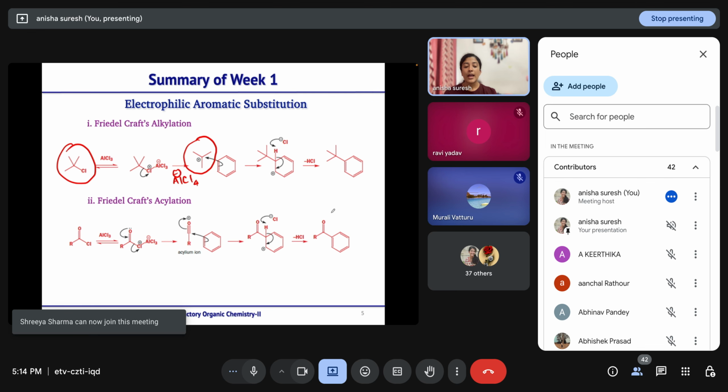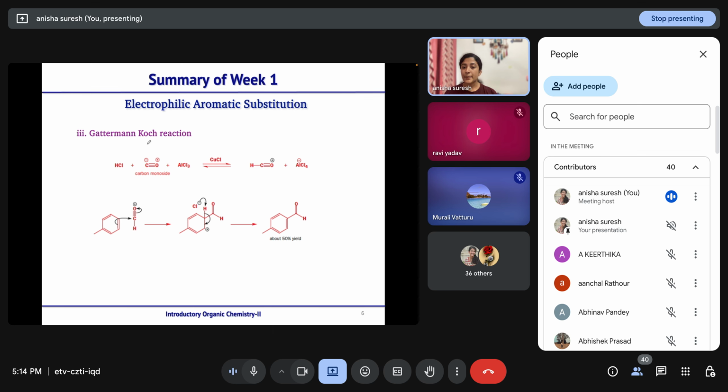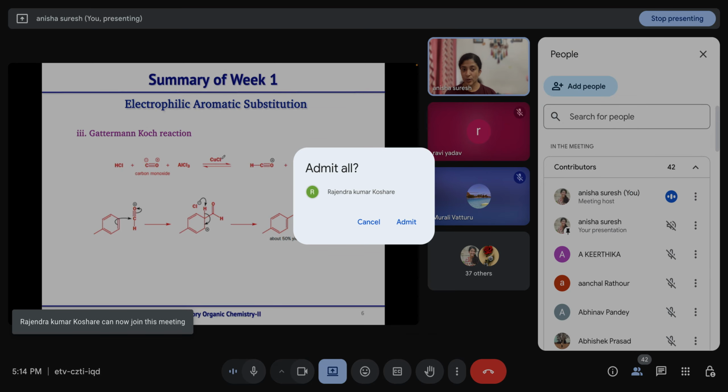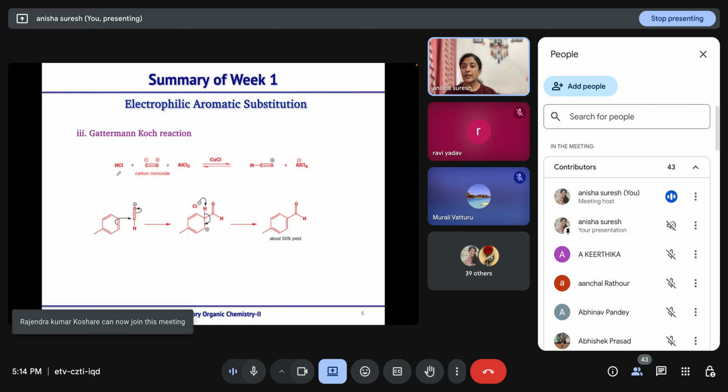And coming to the Gattermann-Koch reaction, it is also similar to Friedel-Crafts acylation. Here, basically what is happening is a formylation reaction, like an aldehyde is adding instead of a ketone. So in the Gattermann-Koch reaction, these are the reagents: HCl, carbon monoxide, AlCl3, which is used in catalytic amount, and CuCl, which is used as a co-catalyst. So here, in the presence of HCl, carbon monoxide will lead to formation of the formyl cation like this.